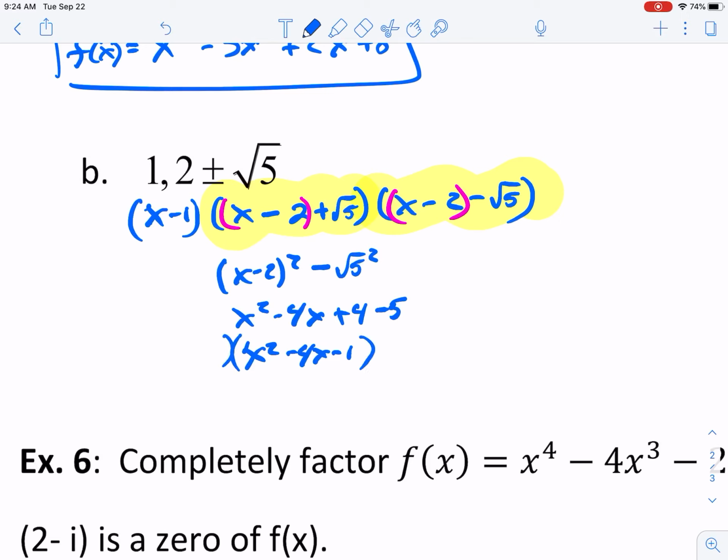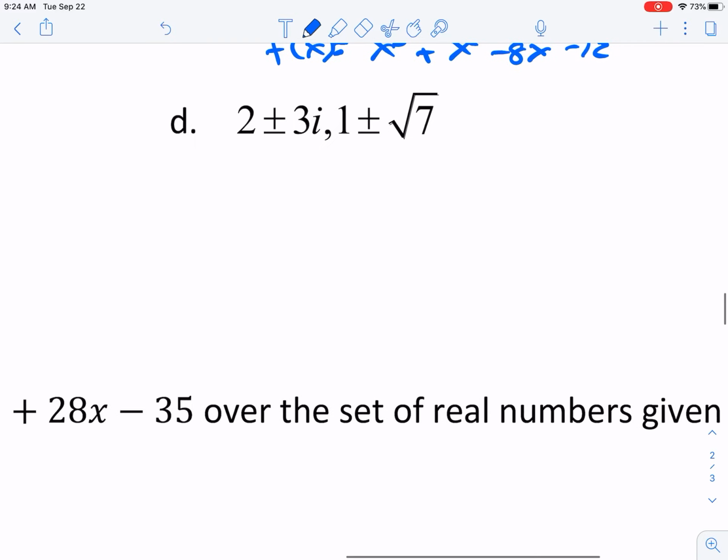And I'm going to multiply that times x minus 1. And when you're done FOILing, you get x cubed minus 5x squared plus 3x plus 1. You might want to stop the video, do it yourself, make sure I did it right, because I've been known to make mistakes.